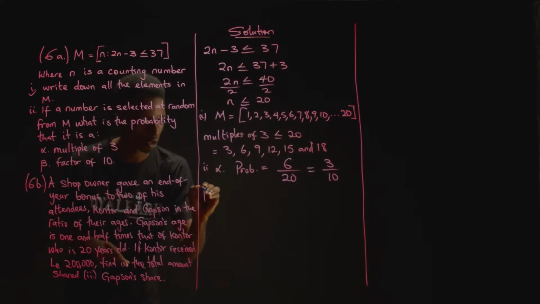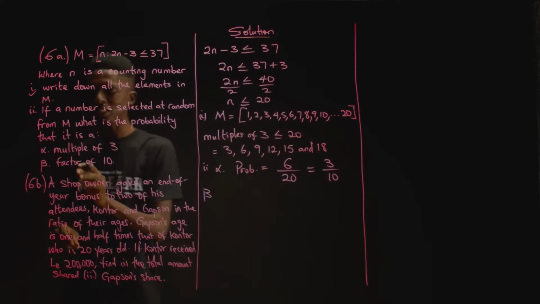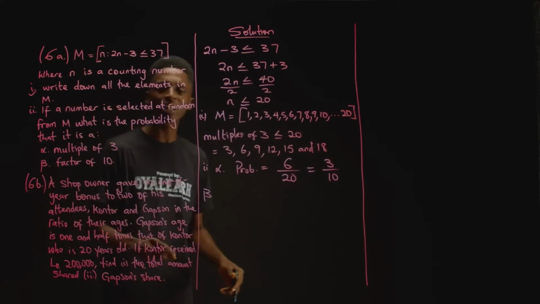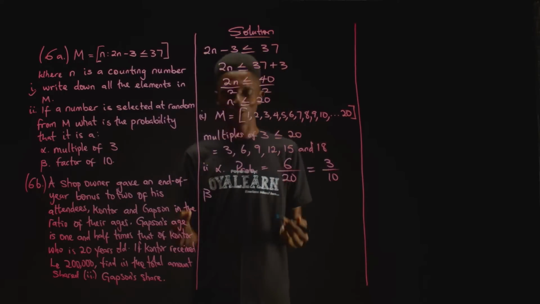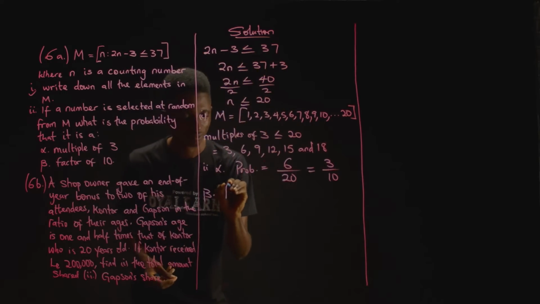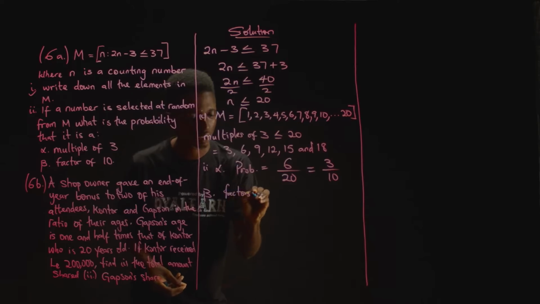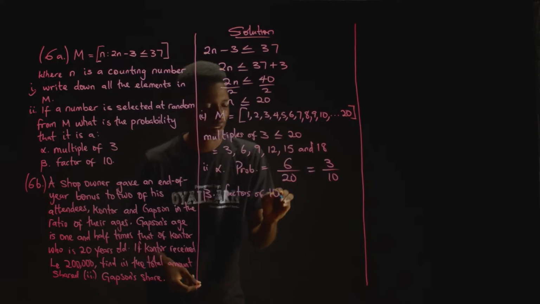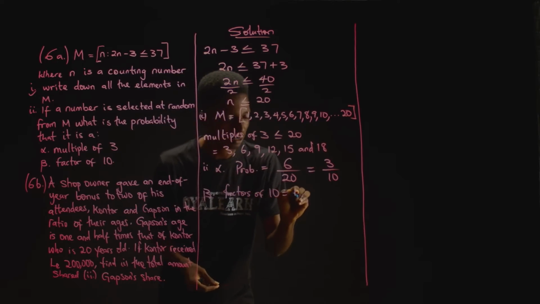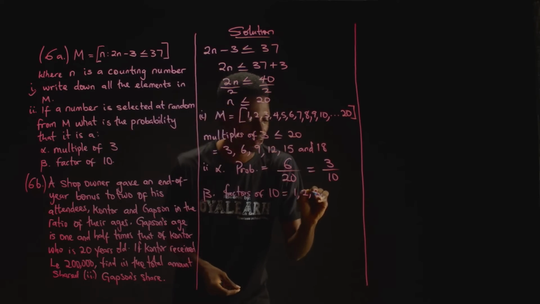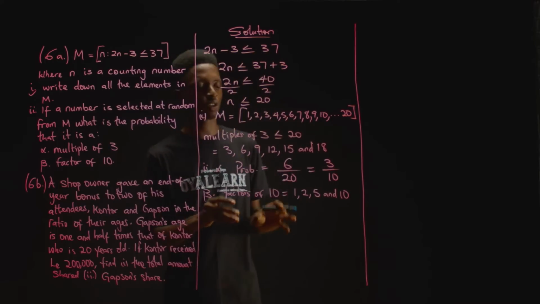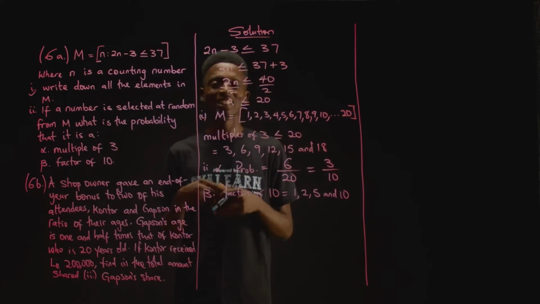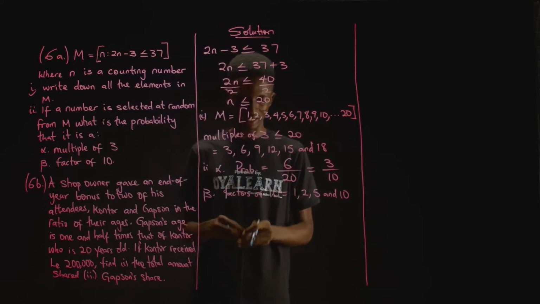Now let's do for beta. Now beta says the probability that it is a factor of 10. Now let's list out all the possible factors of 10. Factors of 10 include 1, 2, 5, and 10. These are the factors of 10. That is, numbers that can divide 10 without remainders.